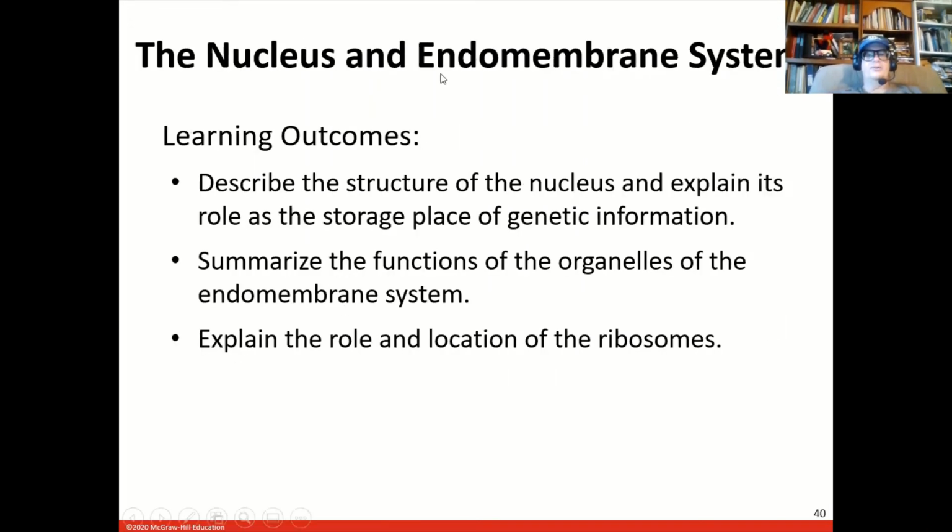So we're going to talk about the different organelles and their parts, the nucleus and the endomembrane system. When we say the endomembrane system, what we're talking about is the endoplasmic reticulum and the Golgi apparatus and the transport vesicles that take things from the ER to the Golgi and from the Golgi to other places. So it's all of these things that are made out of membranes inside the cell.